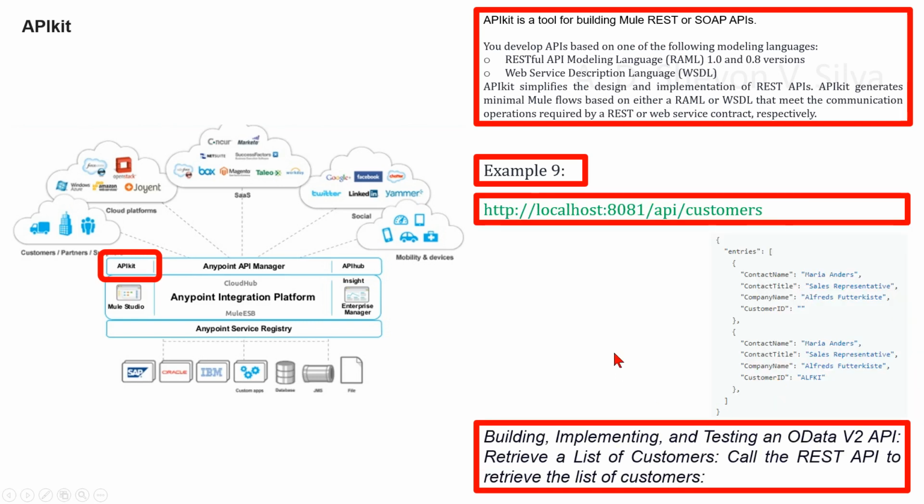Now we are considering retrieving a list of customers in building, implementing and testing an OData version 2 API. Here they call the REST API to retrieve the list of customers. The response is like this, as an example.